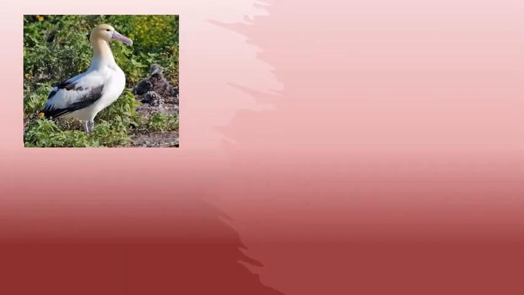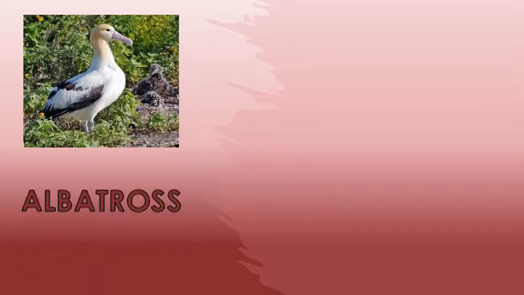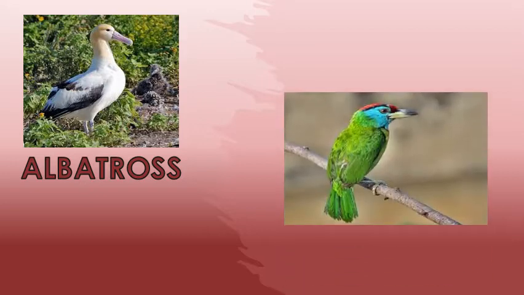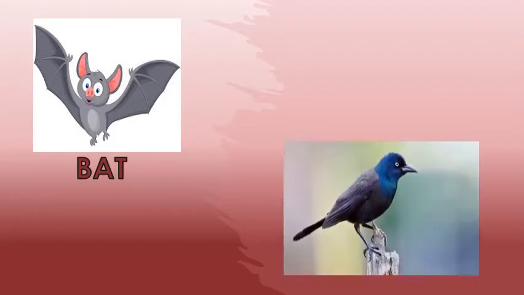Let's start. What is this? This is albatross. Next picture is barbet. What is this? Barbet. Moving on to the next. What is this? This is bat.